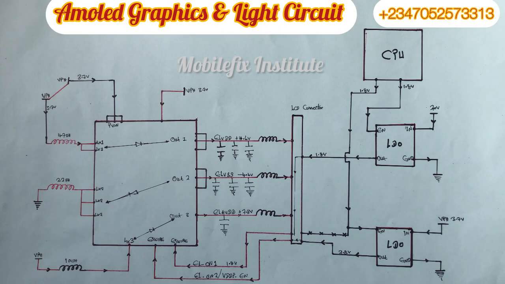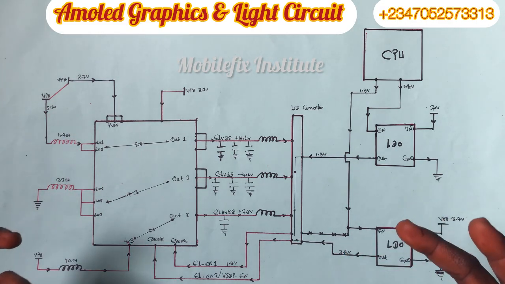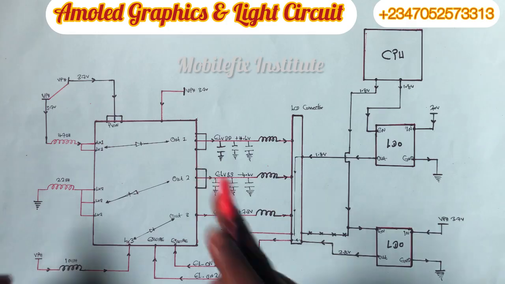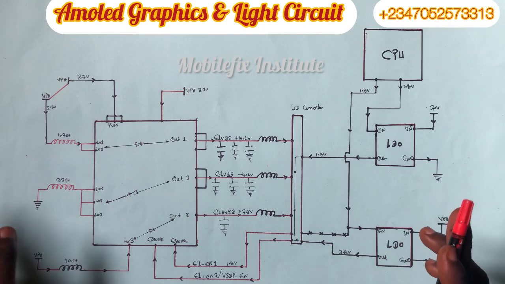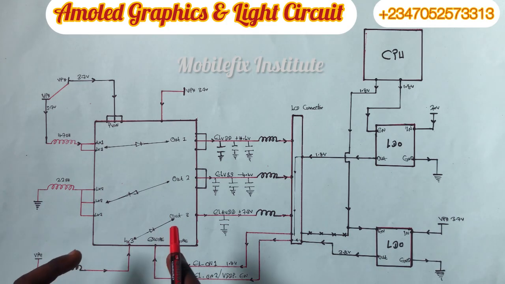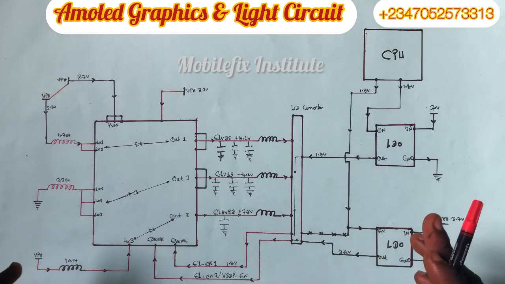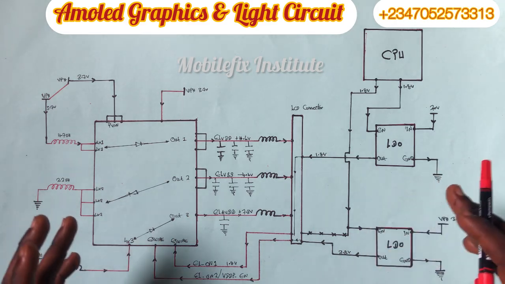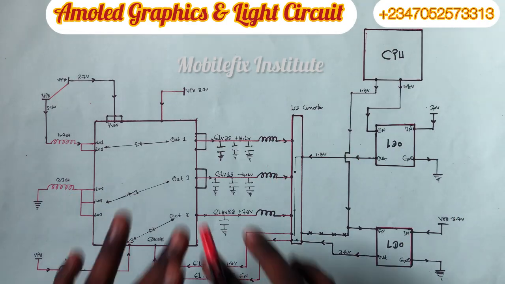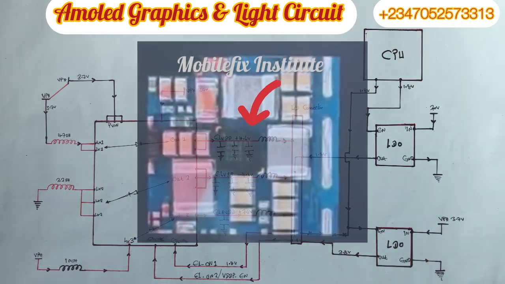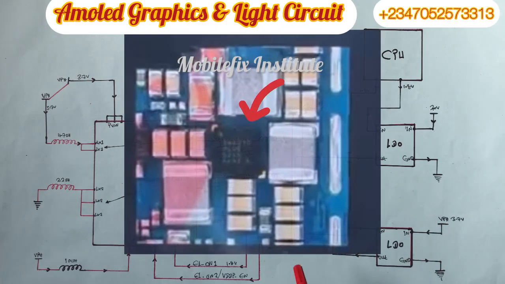One thing I want to explain is that if your phone is having a fault, like there is no graphic, there is no light, and the phone is using an AMOLED screen, have it at the back of your mind that this is the type of circuit the phone is using. If you want to identify that kind of circuit, you see 3 big coils around that IC. That is your display and your graphics. That is your light and your display IC.